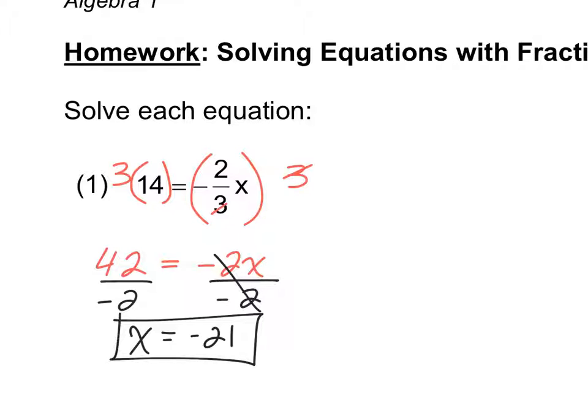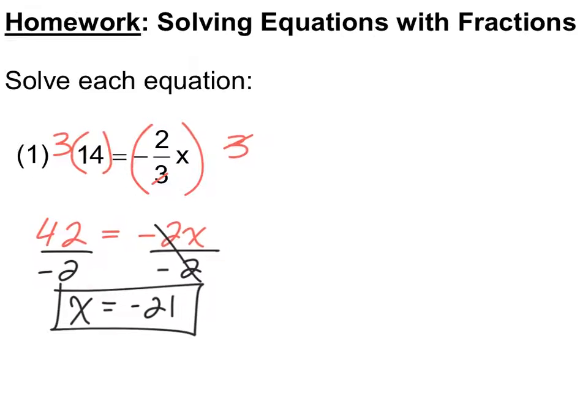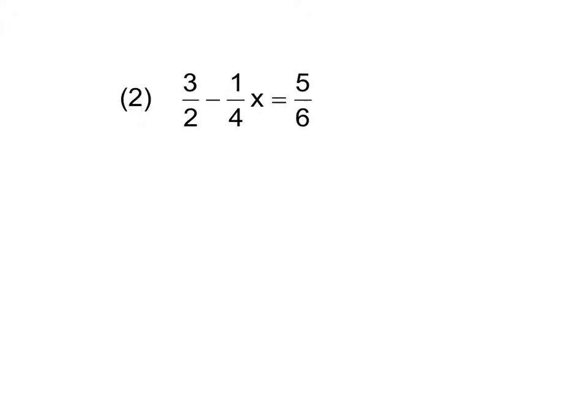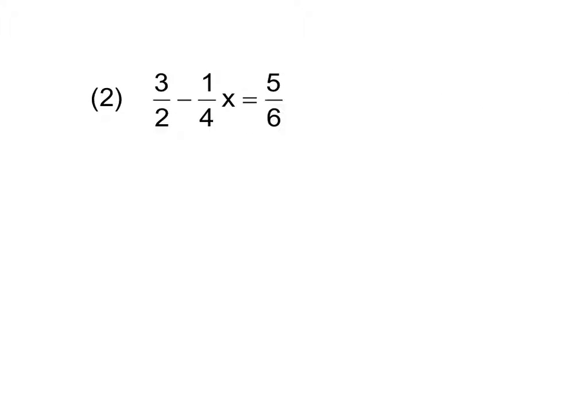If you want to streamline it, instead of only multiplying by 3, I could have multiplied by what? Negative 3 over 2. All right, so multiply by something that will make the coefficient equal to 1, aka the inverse, the multiplicative inverse. All right.